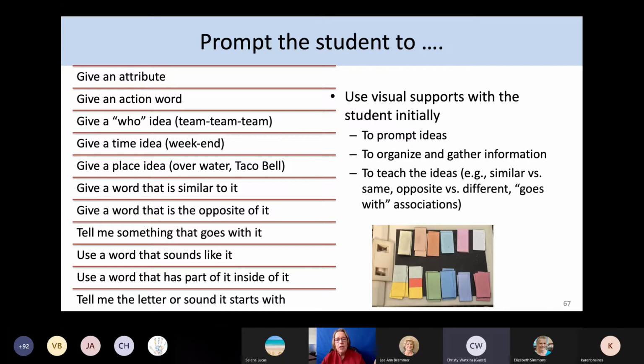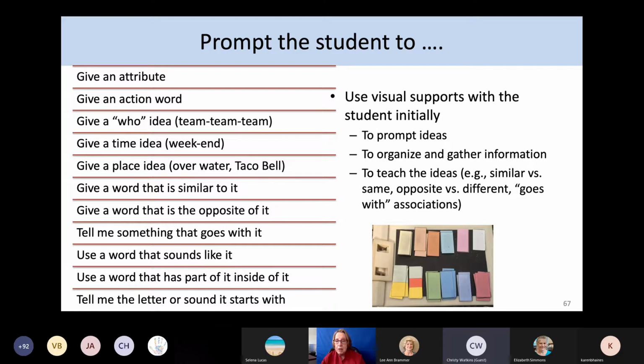So when Jonathan said to me, team, team, team, I would have written that on those yellow cards. When he said weekend, I would have written that on a light blue card, because it's kind of an adverb in my thinking. When he said over water, I would have put that on a purple place card, or Taco Bell was a place card. I want kids to start being able to give me words from a lot of different categories, and I'm going to have to prompt them for that.